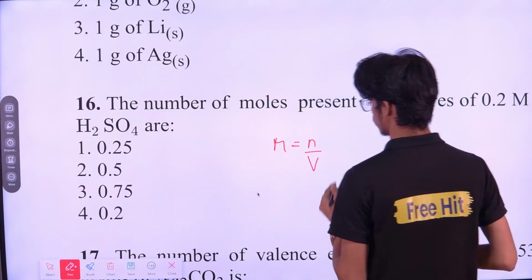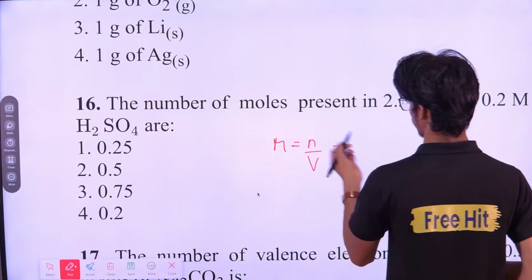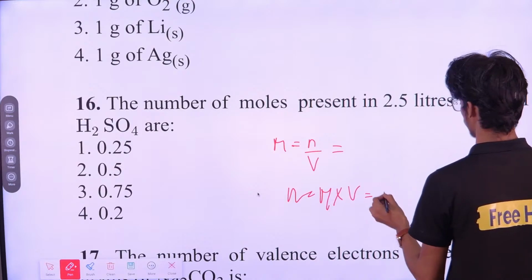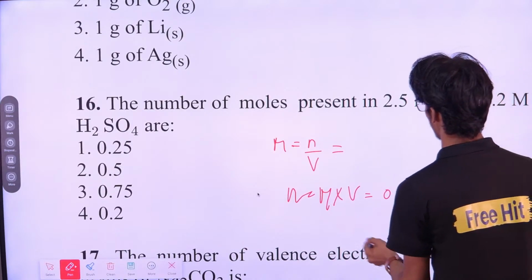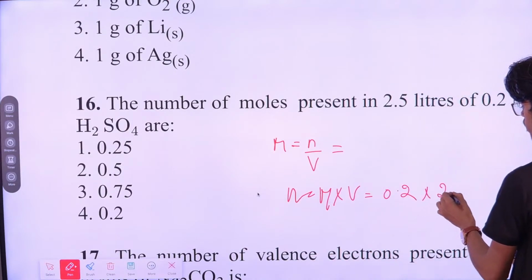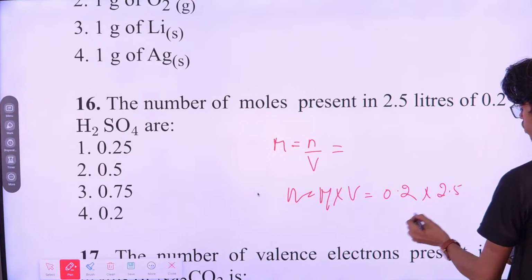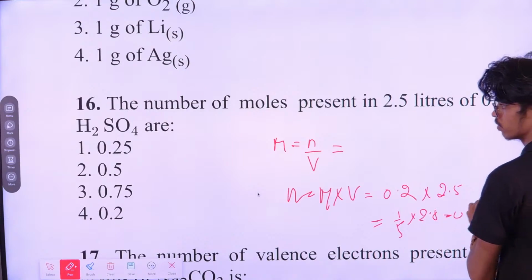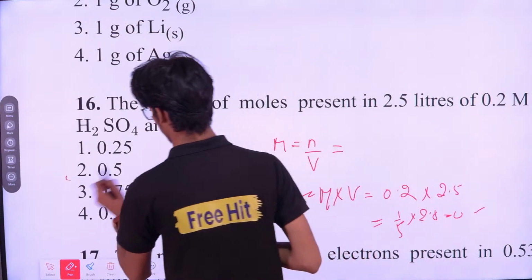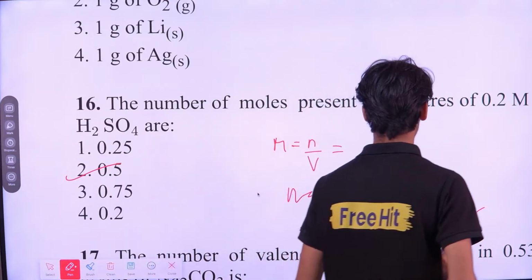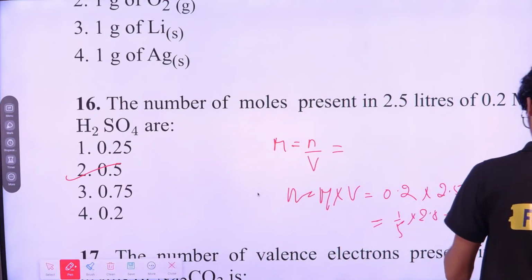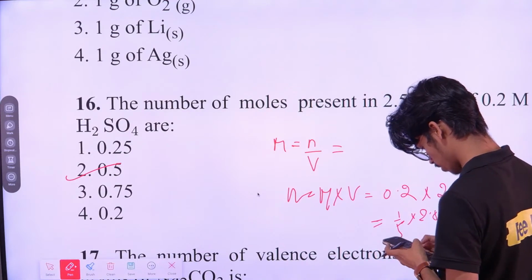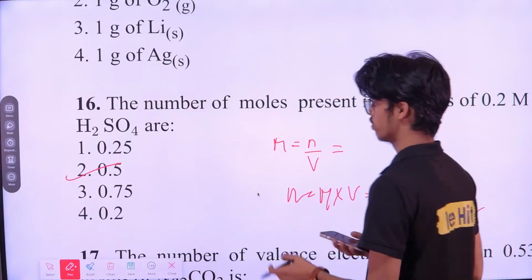So number of moles is what we have to find. Number of moles is equal to molarity into volume. What is molarity? 0.2. Volume? 2.5 liters. 2.5 into 0.2 means 1 by 5 into 2.5, that is 0.5. So 0.5 is option number 2. Sometimes I am checking very silly problems. 2.5 into 0.2, that is 0.5 is the answer.